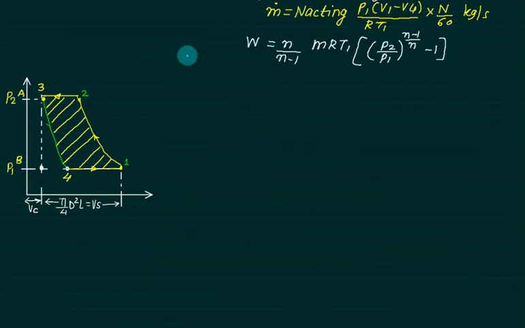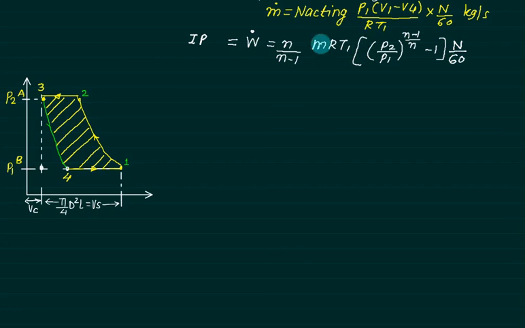So by this time we have developed two important equations. One is m dot and second is work. If you multiply this work with N by 60, then it becomes the power. This is called indicated power and is represented by W dot. I will call this IP. So work done will be equal to n upon n minus 1 M RT1 into (P2 by P1) to the power (n minus 1) upon n, into N by 60.